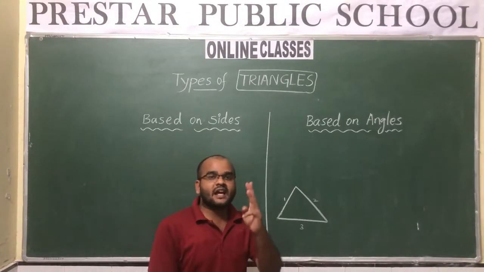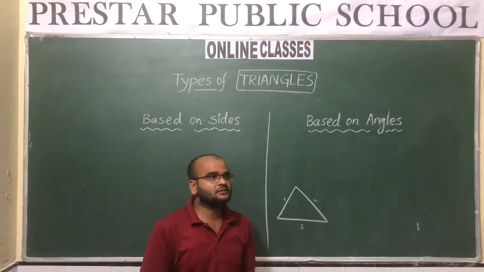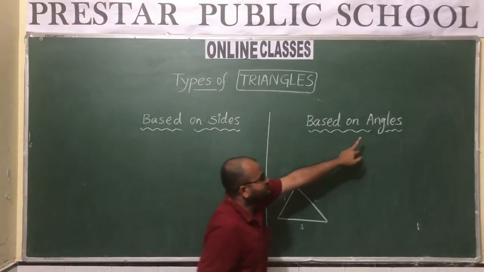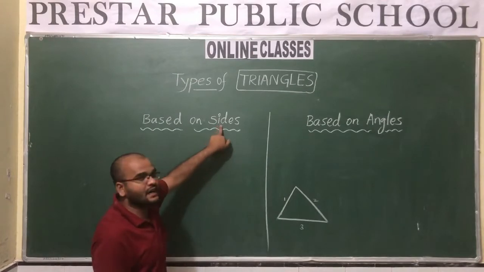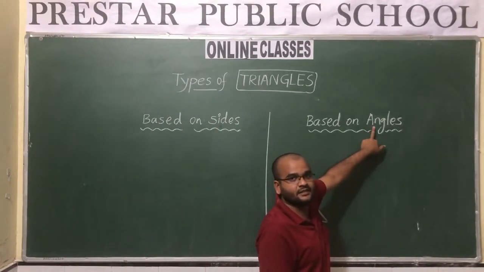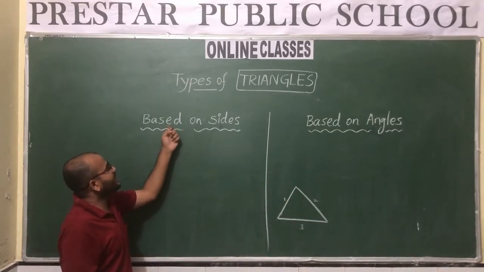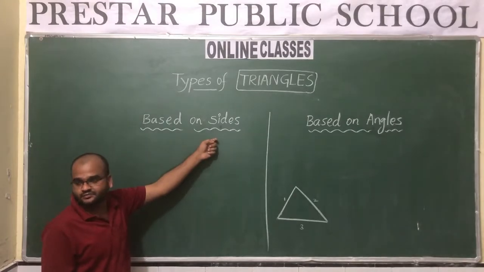Now, these triangles are classified into different types based on these two things. One is based on sides and the second one is based on angles. Let us see. The triangles are classified based on sides.